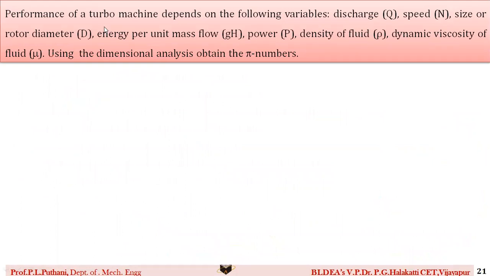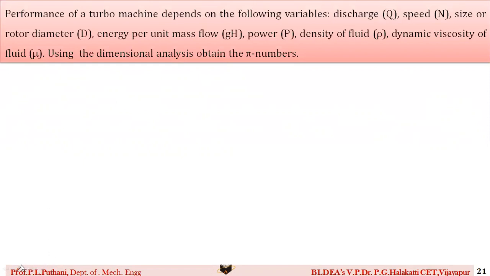Performance of a turbo machine. Performance of a turbo machine depends upon these variables. Which are these variables? As stated, there is a discharge, speed, rotor diameter, energy per unit mass flow, power, density, dynamic viscosity. These are the variables.